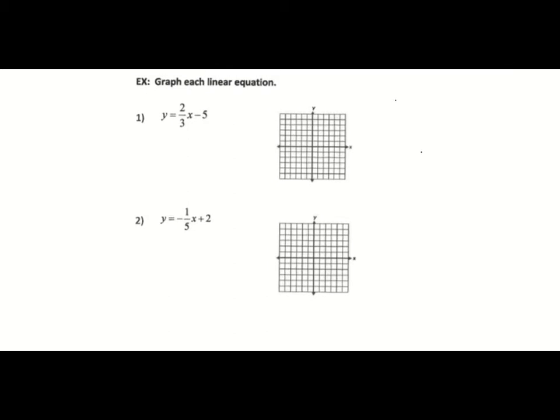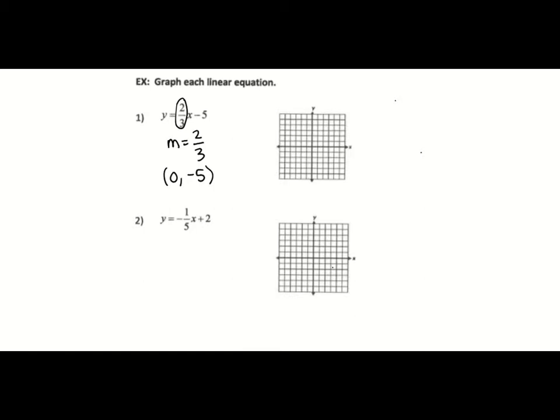Let's look at the first one. Our first step is to solve the equation for y, which is already done for us, so we don't have to do that part. The next step is to determine the slope. So our m is 2 over 3. And our y-intercept, which is (0, b), is (0, -5).